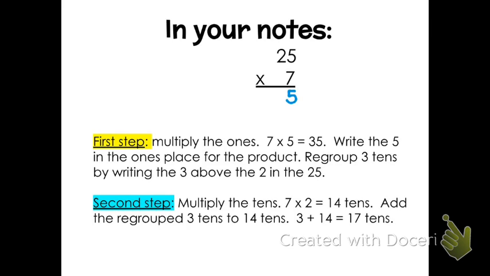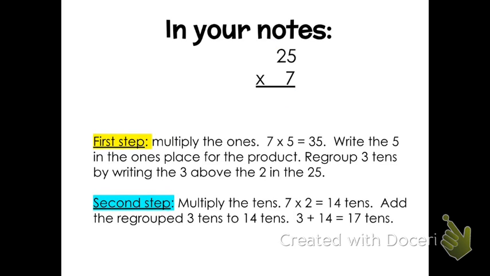I write down my 5 and I carry my 3, or I regroup my 3 into the tens place. So now I do 7 times 2, giving me 14, plus 3, which would give me 17. My answer would end up being 175. When we want to check for reasonableness, we will then use estimation.